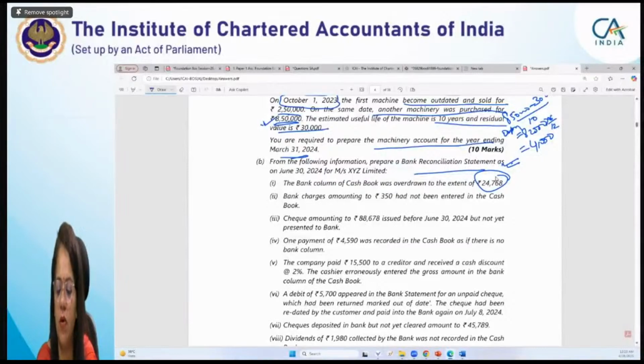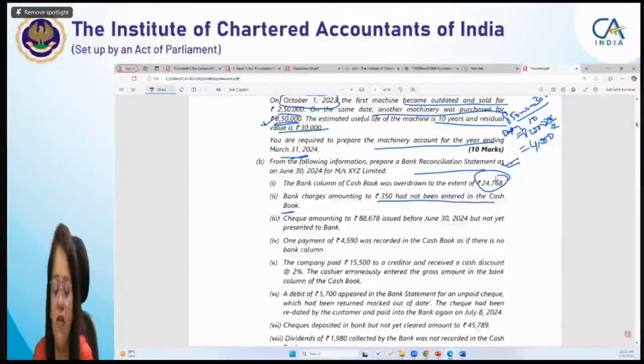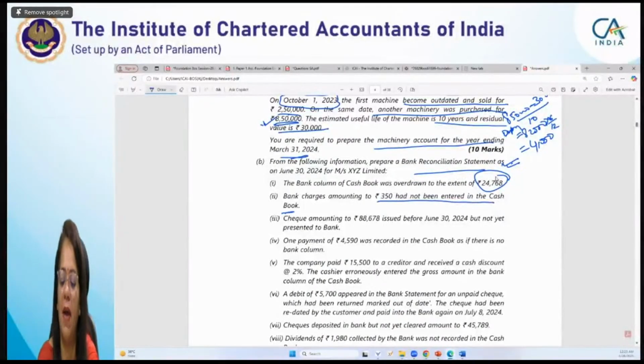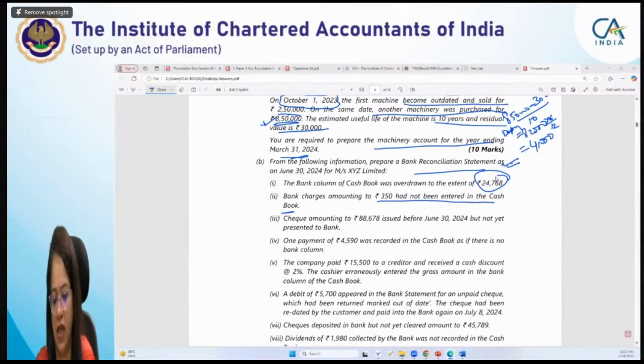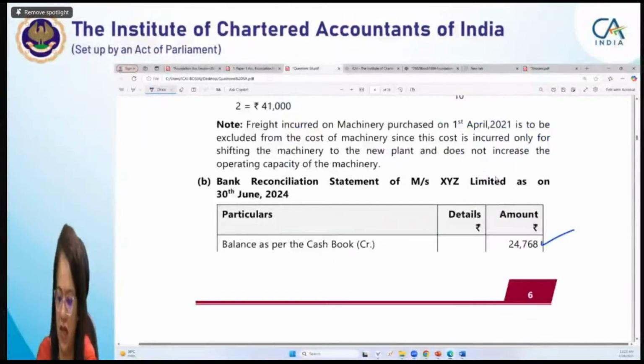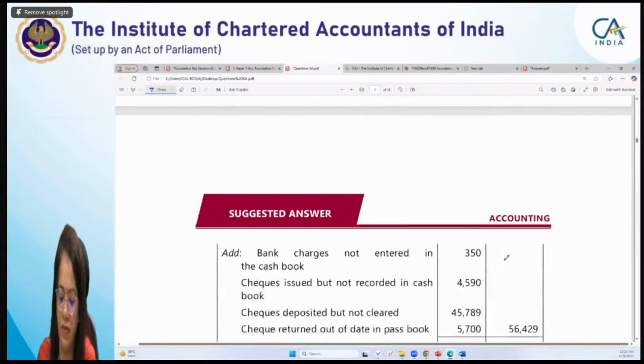Bank charges amounted to rupees 350 has not been entered in the cash book. अब हम ये कहाँ से स्टार्ट करें? We are starting from cash book. ठीक है. And the bank charges have not been entered in the cash book. Now we have to enter it in the cash book. So from here we can see we have added this. Since it was an overdraft, the overdraft balance will increase.